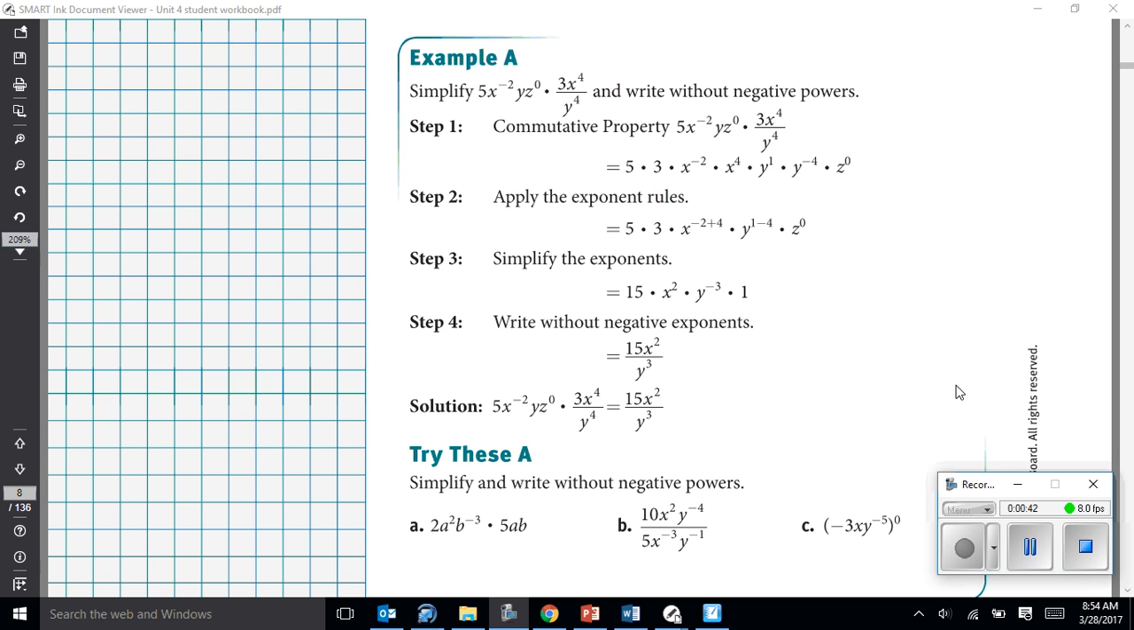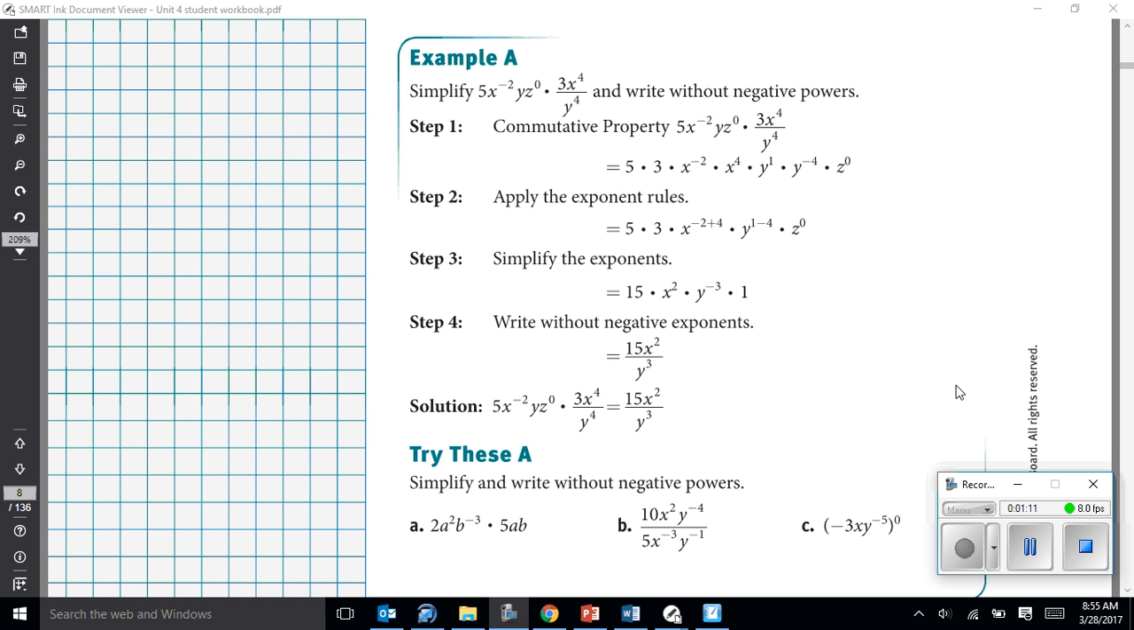So in the first step, what are they doing? They have the commutative property. What are they doing here? Right, so the commutative property tells us that we can rearrange things with multiplication, because order doesn't matter. So they're grouping all the like stuff together, right? They have all of the numbers together, and then the x's, y's, and then z.